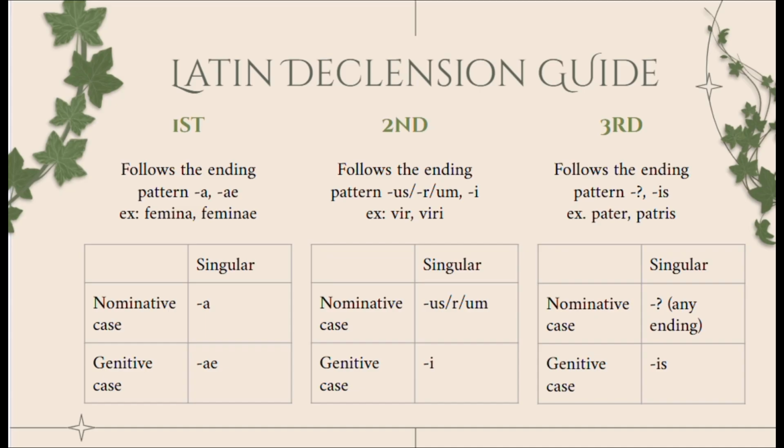Third declension will follow the pattern of any ending, question mark, comma, IS. For example, we have pater, patris. You think, okay, the first form ends in an R. So couldn't that mean it could be second? No, because it ends in IS in that genitive singular form, cluing us in that this is a third declension noun, and it will follow the third declension case endings for all of its forms. So those are the three things to look for: AE, I, and IS in the genitive singular of nouns. That's the second form you get in each noun pair.